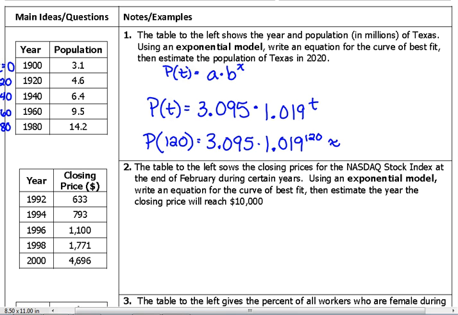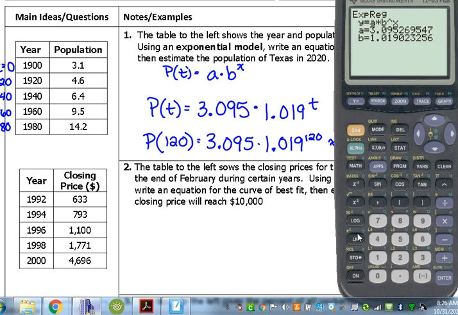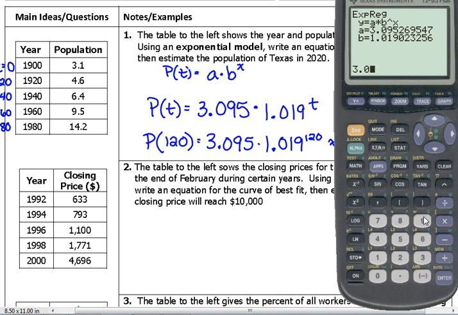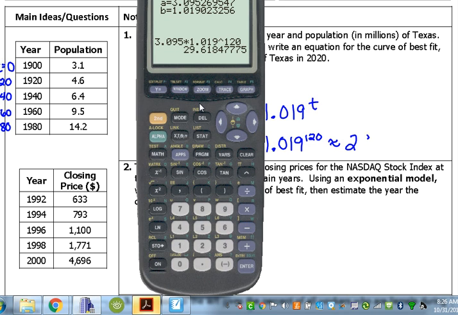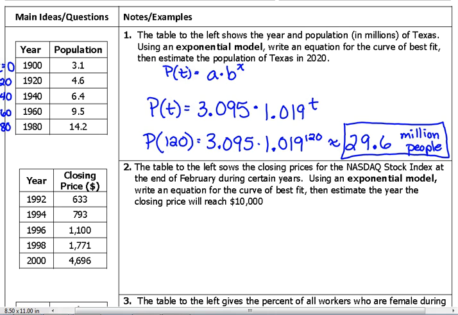And we're going to find our population. Okay, so according to this model, the population of Texas will be approximately 29.6 million people. I just rounded the way that the table was rounded. The table was rounded to the nearest tenth, so I just went with that. Okay, so 29.6 million people in 2020 is what this model predicts.